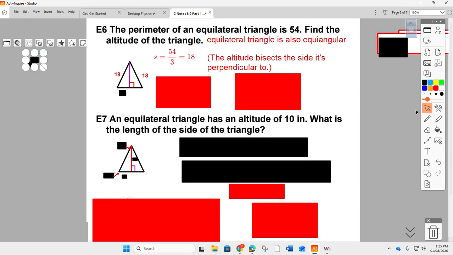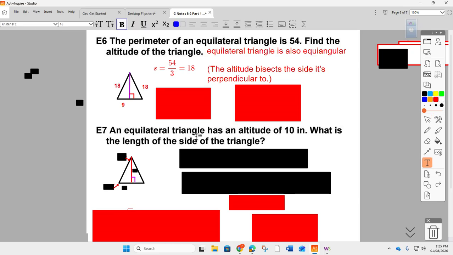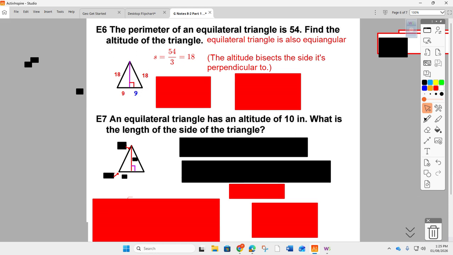Now, the altitude bisects this side, so if all 3 sides are 18, this one's going to be 9, and this one's going to be 9, right? So, we could use the Pythagorean theorem here and solve for the length of the altitude, but we're learning about 30, 60, 90 triangles. So right now, it doesn't look like we have a 30, 60, 90 triangle because it didn't tell us that. However, that altitude splits an equilateral triangle into 2 congruent 30, 60, 90 triangles.